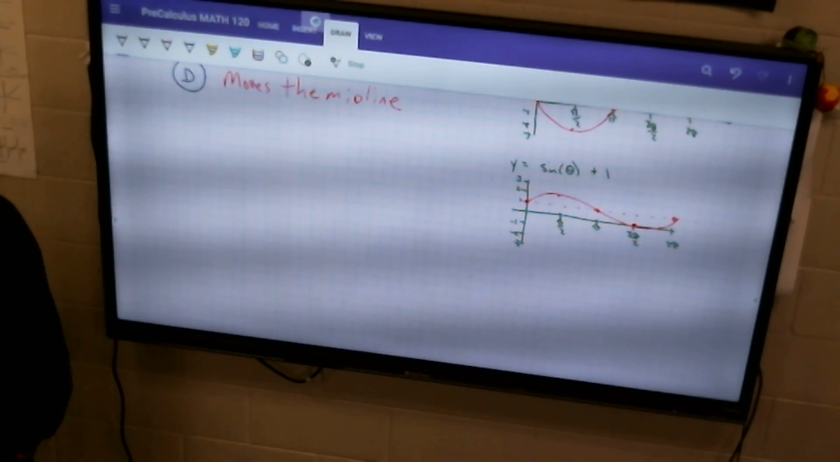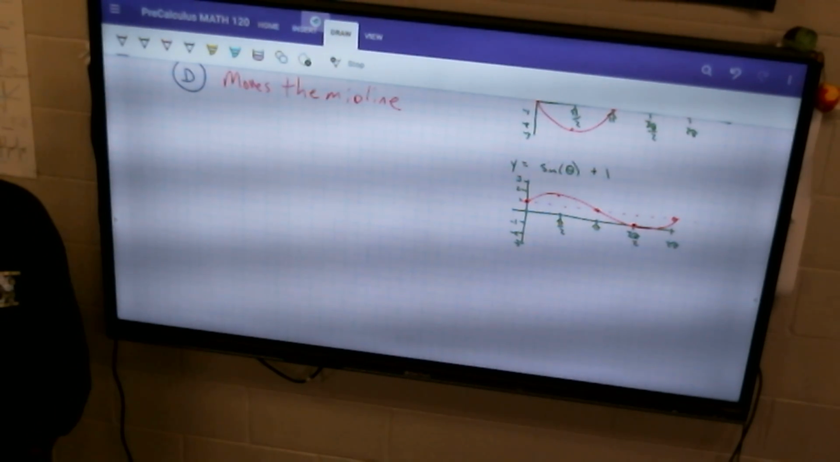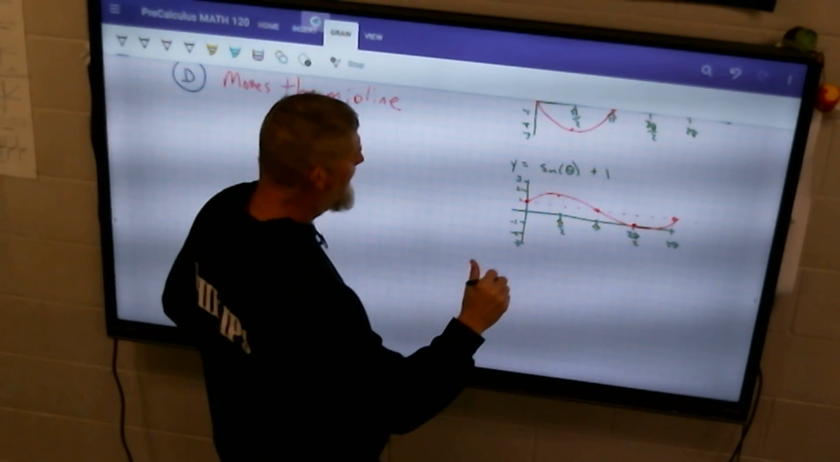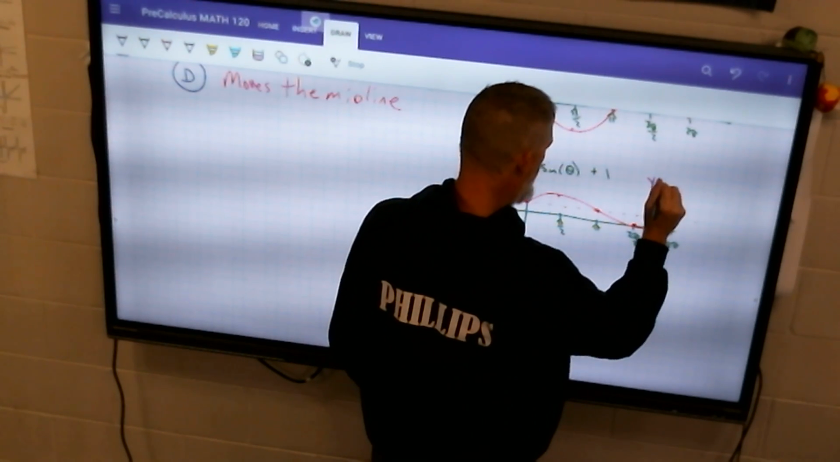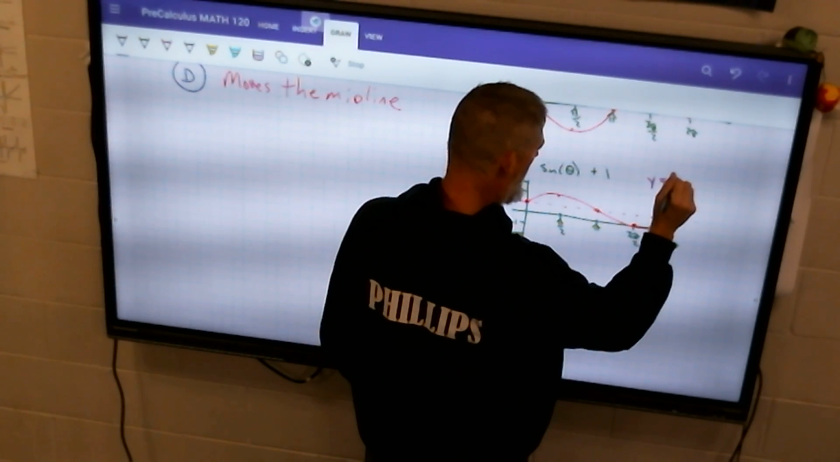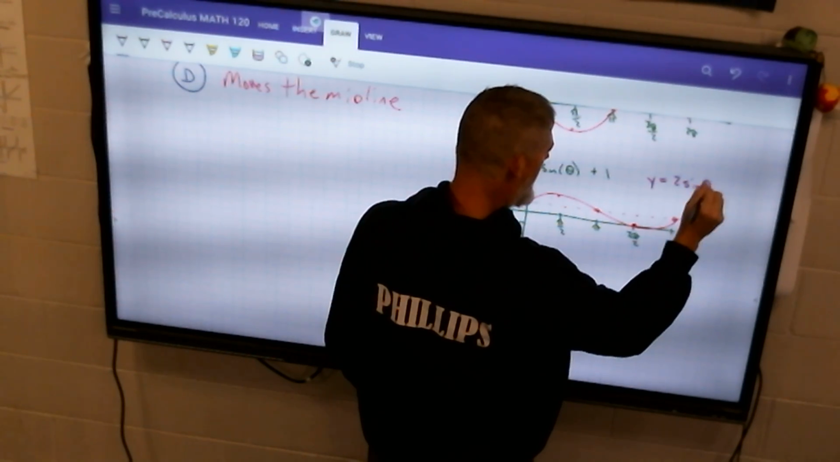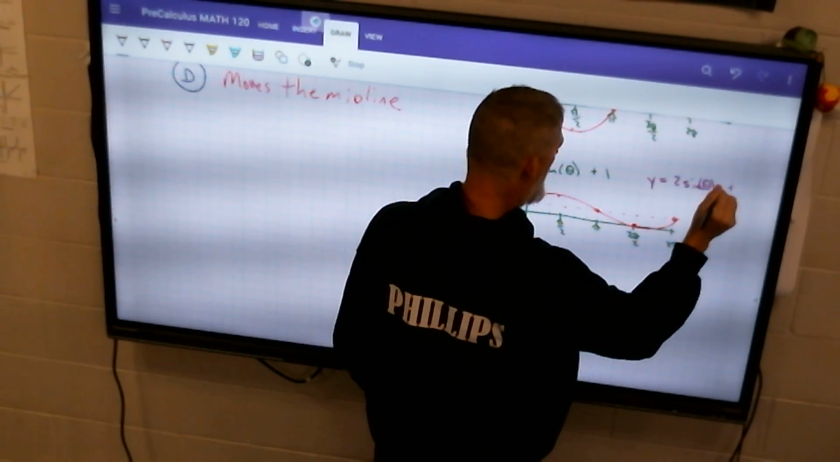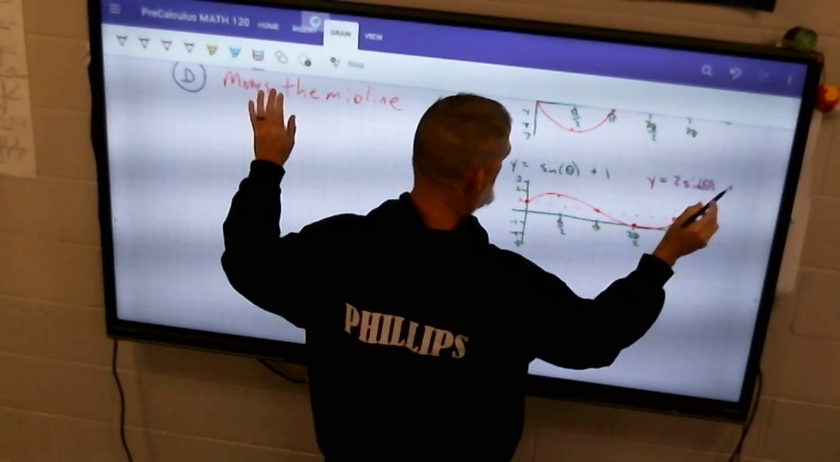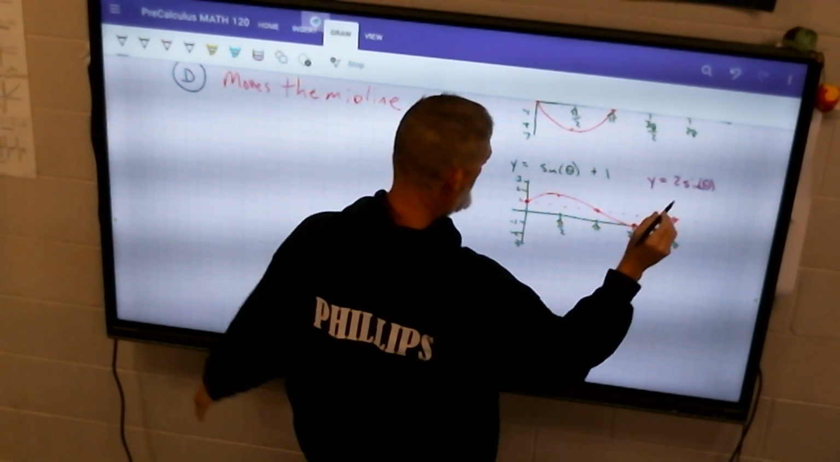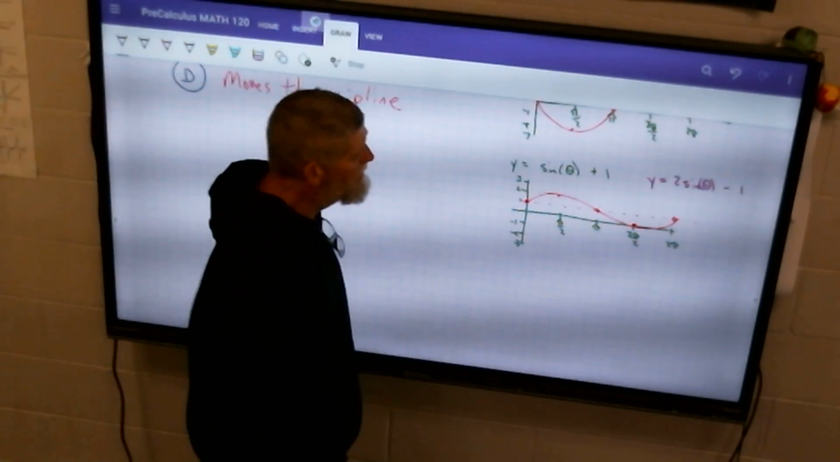So let's do the one where I put these two concepts, the amplitude and the vertical shift, together. Okay? So I'll do it in a different color. So let's do y is going to equal 2 times the sine of theta, minus 1. Okay?